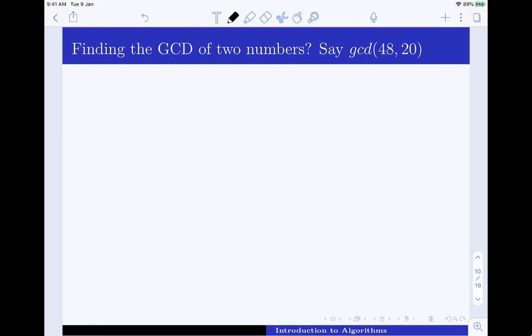So this is the problem of finding the GCD of two numbers. You know what GCD is, right? The GCD of two numbers, say A comma B, is the maximum, and I'm assuming at least in this slide that A, B, C, everything is a natural number, maximum over all C such that C divides A and C divides B.